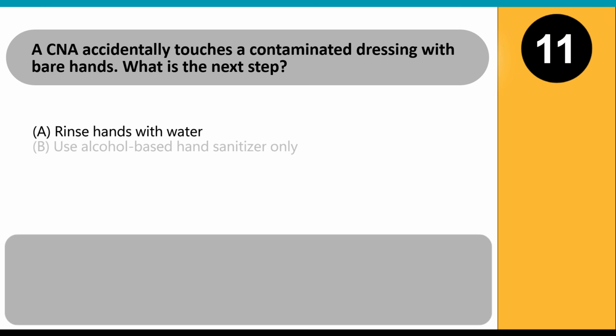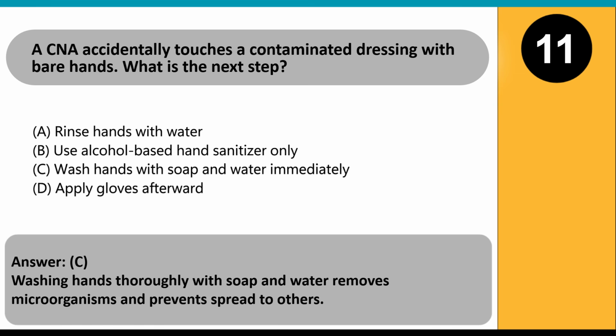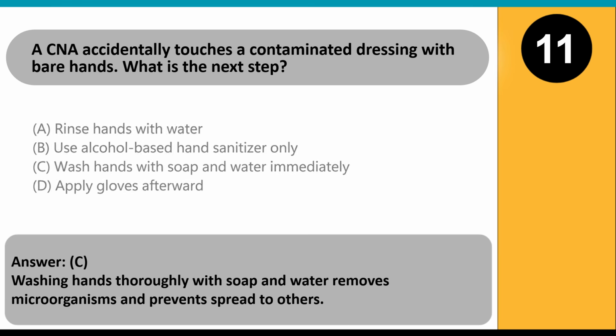A CNA accidentally touches a contaminated dressing with bare hands. What is the next step? A. Rinse hands with water. B. Use alcohol-based hand sanitizer only. C. Wash hands with soap and water immediately. D. Apply gloves afterward. Answer: C. Washing hands thoroughly with soap and water removes microorganisms and prevents spread to others.